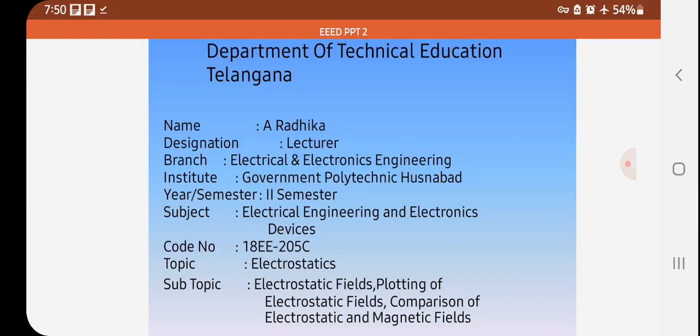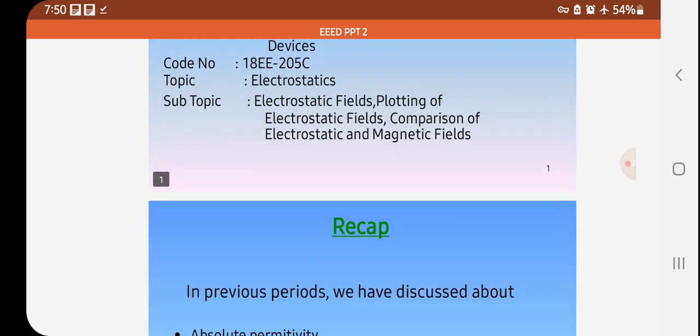This is Radhika. I am going to give a video lecture on electrical engineering and electronic devices, subject code 18E205C. So, in last class, we discussed a few topics about electrostatics. Today, we are going to discuss about electrostatic fields, plotting of electrostatic fields, comparison of electrostatic and magnetic fields.